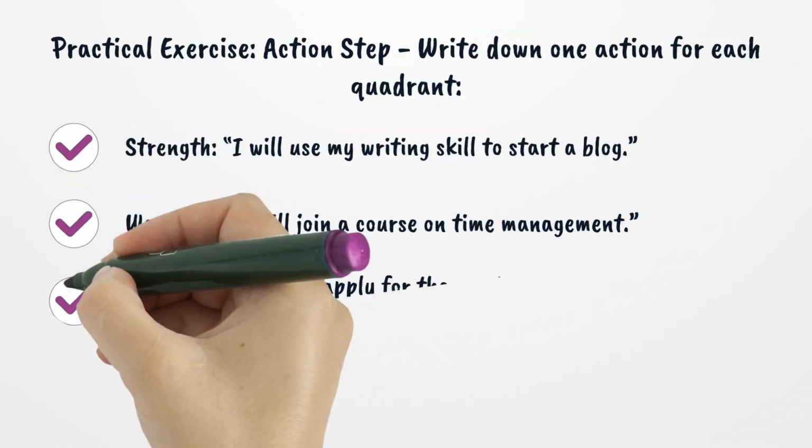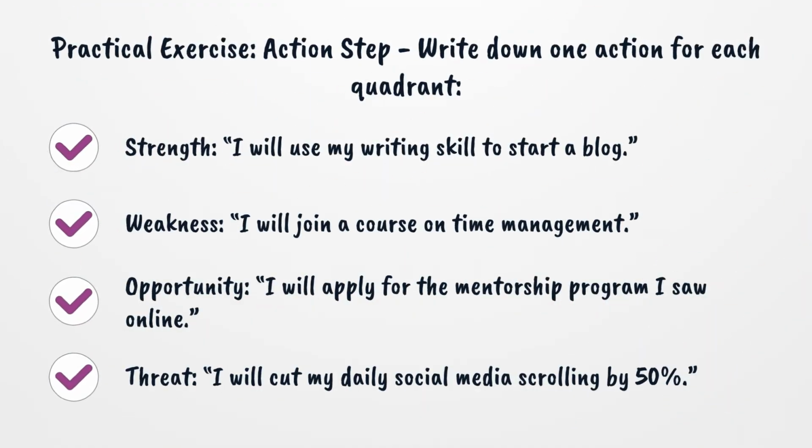Practical exercise, action step. Write down 1 action for each quadrant. Strength: I will use my writing skill to start a blog. Weakness: I will join a course on time management. Opportunity: I will apply for the mentorship program I saw online. Threat: I will cut my daily social media scrolling by 50%.